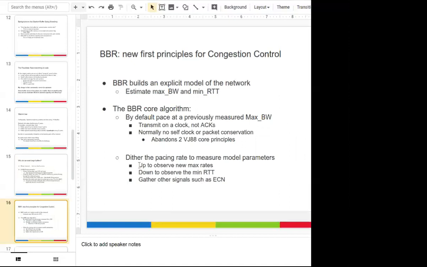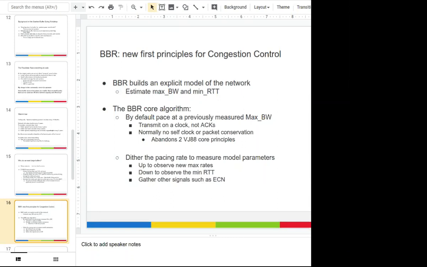So BBR takes a completely new approach. The way that BBR works is it builds an explicit model of the network, and I'll get to how it does that in a moment. You assume that you have a model in which you know the maximum bandwidth. You also need to know the min RTT, as a side issue, but the important thing is you know the max bandwidth, and you just send data on a timer at the maximum known bandwidth.